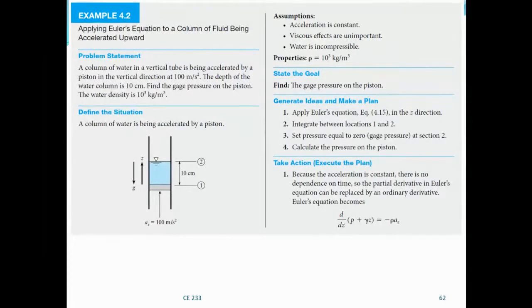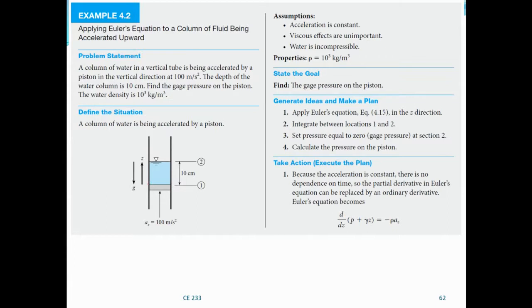Now, let's take a few examples to demonstrate the application of Euler's equation in calculation of pressure in a given fluid. Here I want to apply the equation to a column of fluid being accelerated upward. So you have a column of water in a vertical tube, which is being accelerated by a piston in the vertical direction at 100 meters per second squared. The depth of the water column is 10 centimeters. Find the gauge pressure on the piston. Water density is 1000.